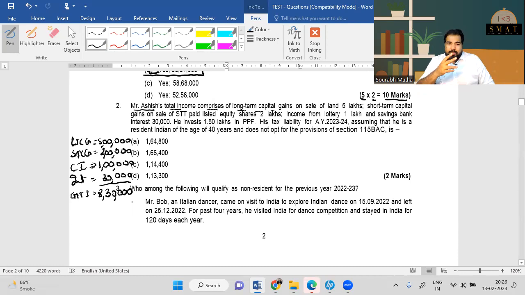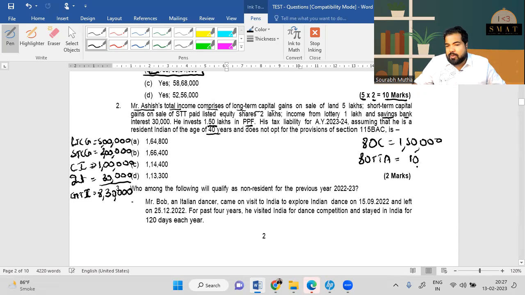There's some problem with my nib, so it's coming a little crooked, a little cursive like your personalities. But let's come back. So gross total income is 8 lakh 30,000. Now he invests 1.5 lakh in PPF. So in 80C, you can take a deduction of 1 lakh 50,000, plus saving bank interest, and his age is 40 years. So section 80TTA, if you remember, 10,000. So you can take a deduction of 1 lakh 60,000.